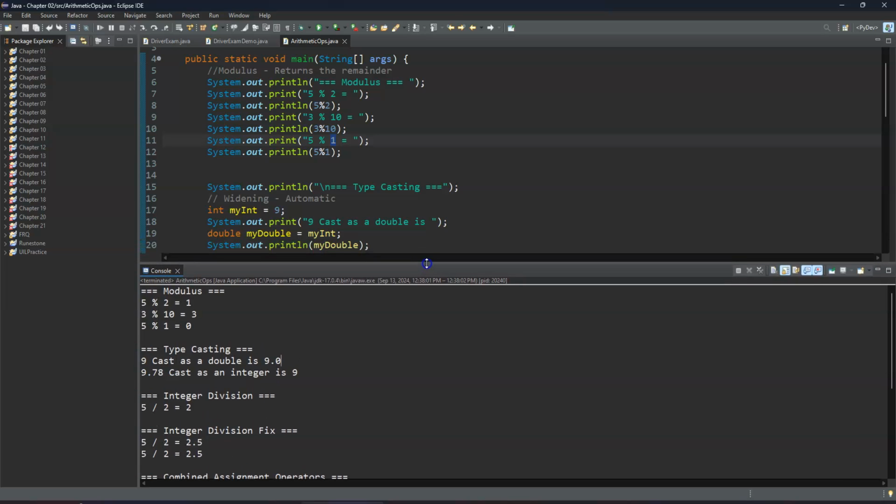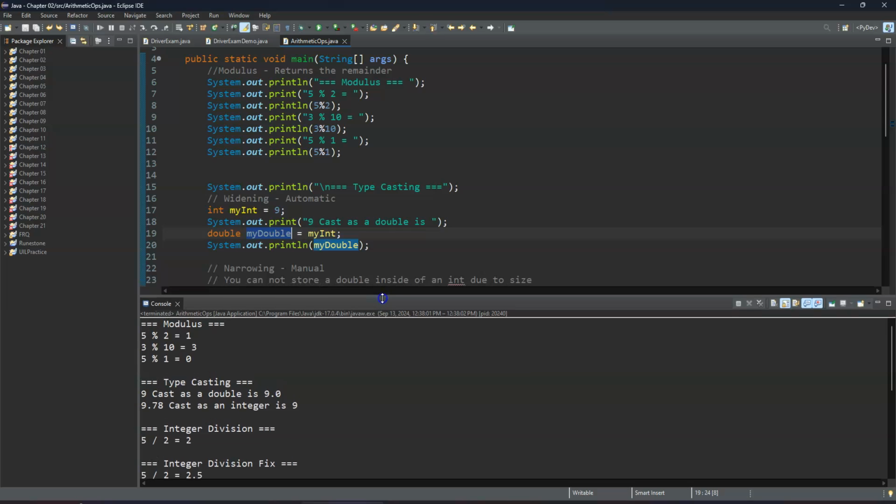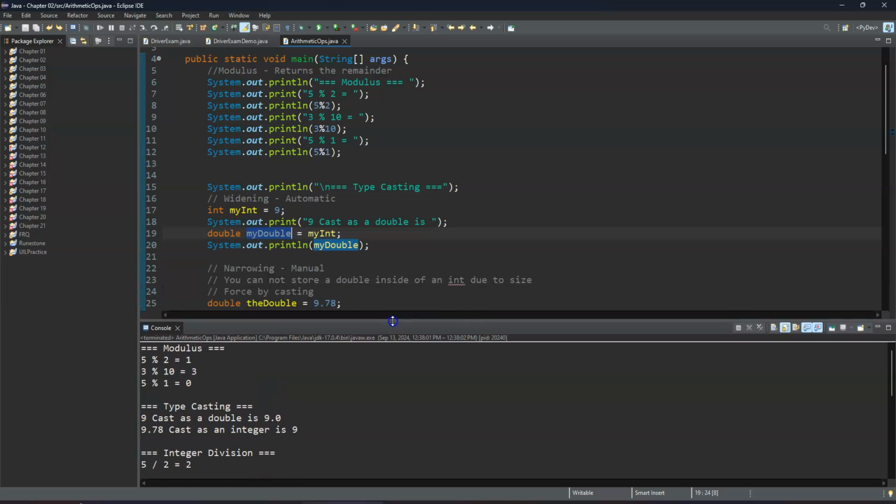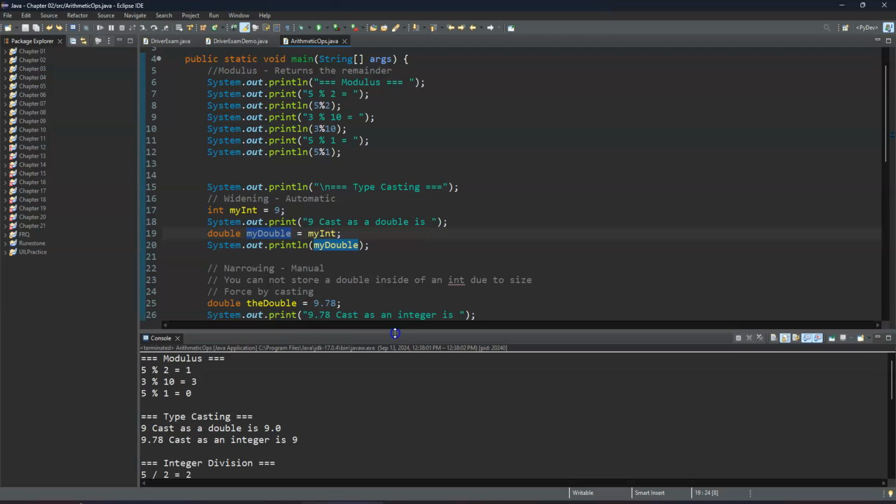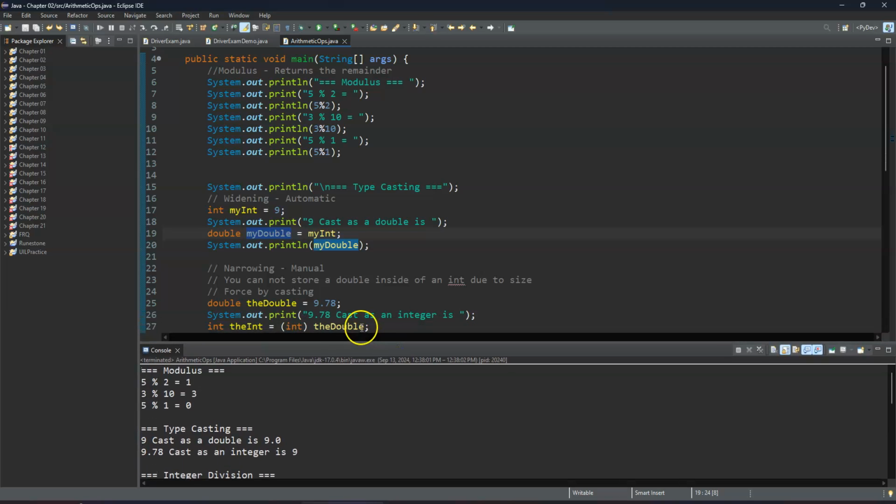Here's what the code would look like here. I'm simply taking the 9 and then I'm setting that double equal to it. And Java will convert it for me or cast it for me. Now let's look at another example. What if we're going the other way? What if I start out with a double, which is really big, and I try to store that inside of an integer? So look here.